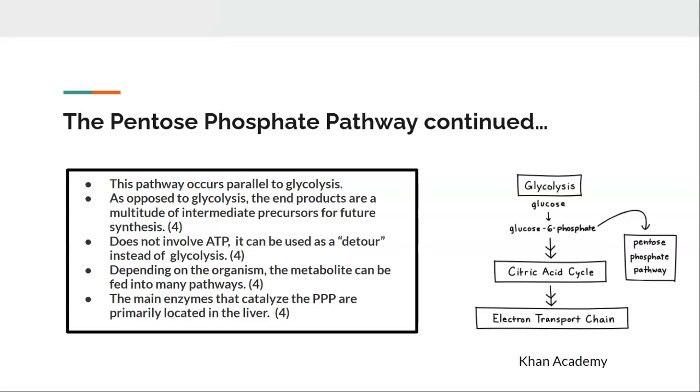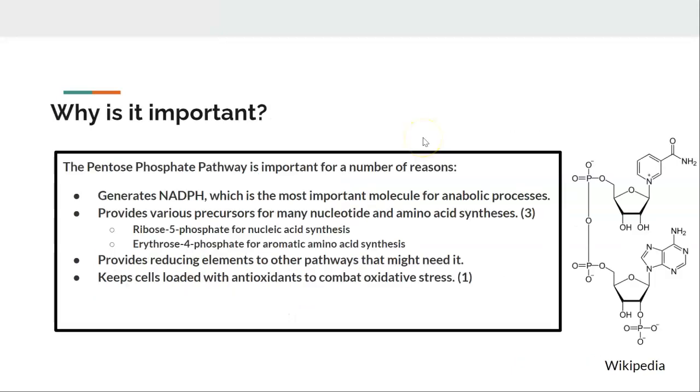As we look to our figure on the right, glucose-6-phosphate has the option of whether it enters the PPP or the citric acid cycle, depending on the need of the cell: if it needs energy from ATP or electrons from NADPH. Depending on the organism, the metabolite can be fed into many pathways, and the main enzymes that catalyze the PPP are primarily located in the liver.